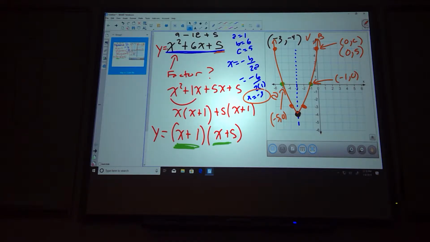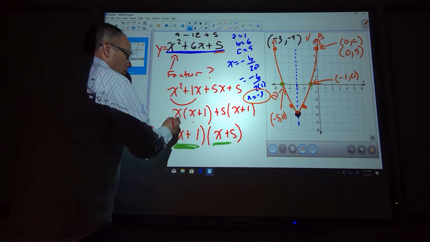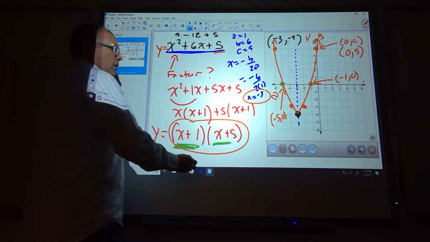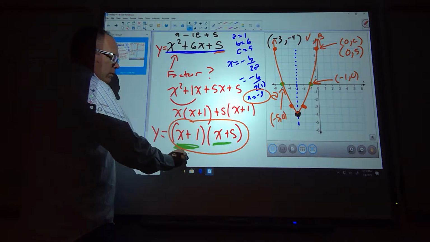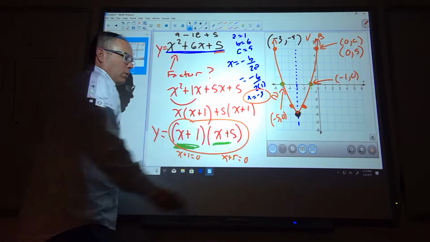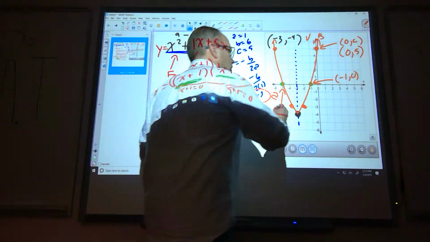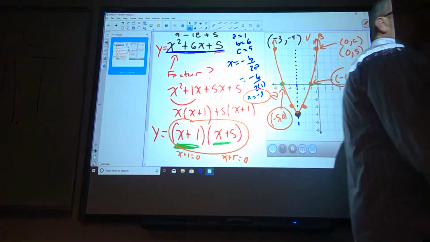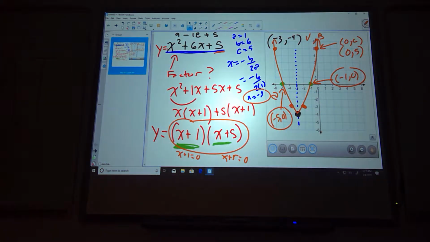Okay. Yes? What were the roots? The roots are where it crosses the x-axis. So we got the roots from where it factored, because I would go x plus 1 equals 0 and x plus 5 equals 0. So solve each of those just as a one-step equation. And you get this is a root and this is a root. So a root is the solution of the problem, meaning if I plugged an x value in, I get a 0 out. We good?